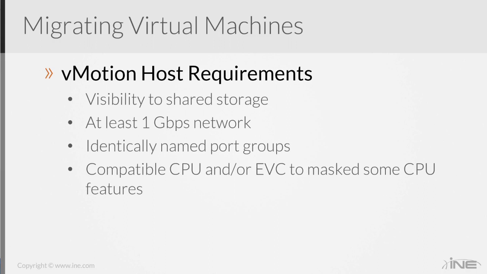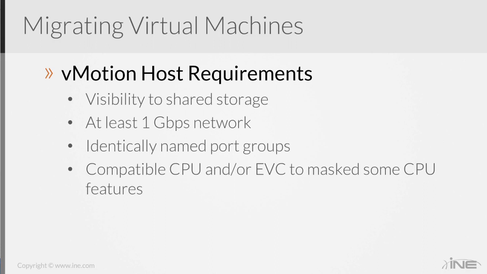Thirdly, we would want to ensure too that our VMkernel ports that support vMotion traffic are identically named on the source and destination host. Okay, so when I say identically named here, this includes case-sensitive names.